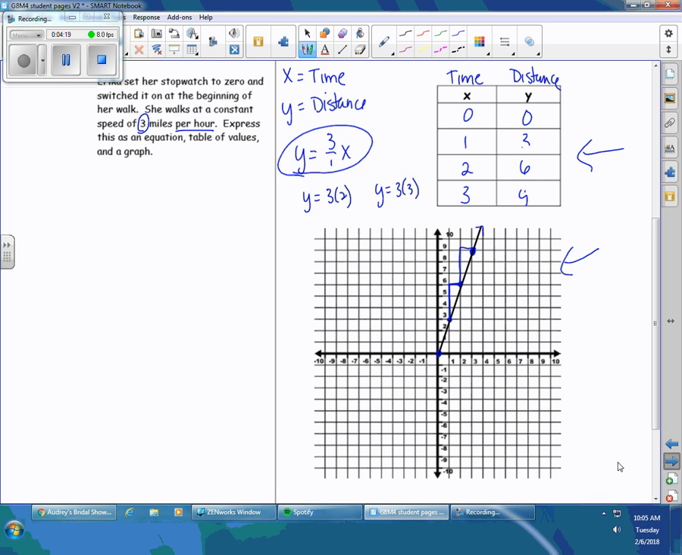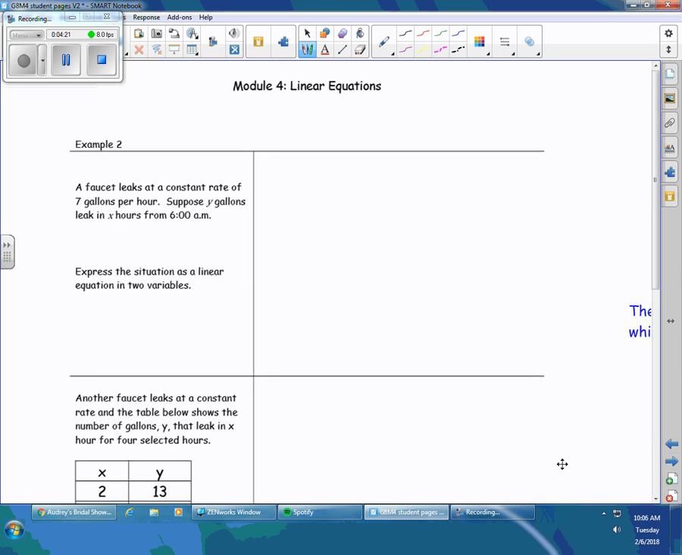Let's look at the next example. A faucet leaks at a constant rate of 7 gallons per hour. Suppose Y gallons leak in X hours from 6 a.m. So let's take a look at this. Y is our gallons. X is our time. Right now they're telling us that it's 7 over 1. That's our rate of change.